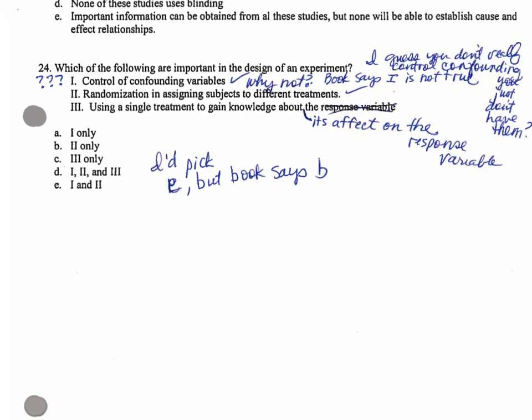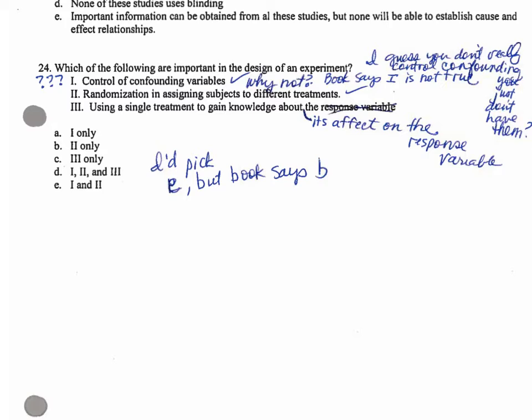I want to go backwards because the experimental design ones I want to do earlier in our class before you start getting brain dead. So here we go, number 24. Which of the following are important in the design of an experiment? So let me ask you this. You make an experiment. What do you do?